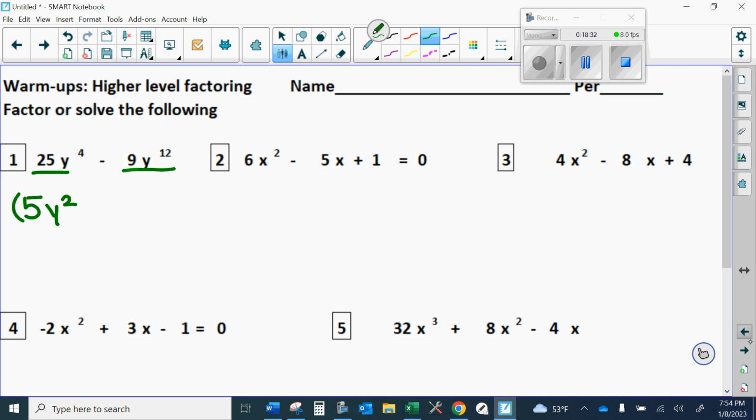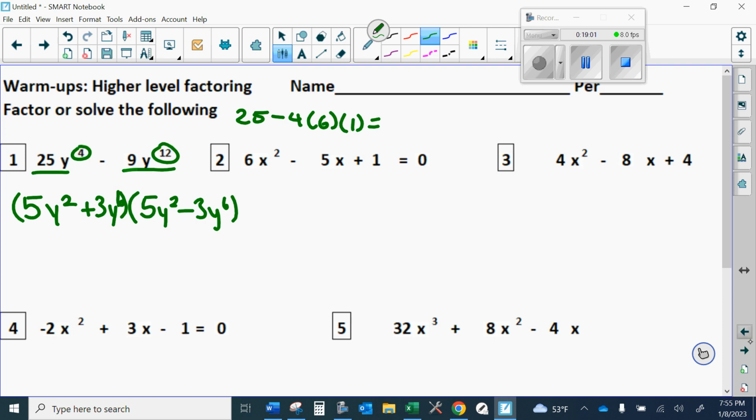5y squared. One's a plus, one's a minus. The square root of 9 is 3. Y to the 6th, 3y to the 6th is half of that number every time. Half of the exponent. It's got to be even, remember. All right, so done. All right, number 2. If I want to check if it factors, b squared is 25 minus 4ac.